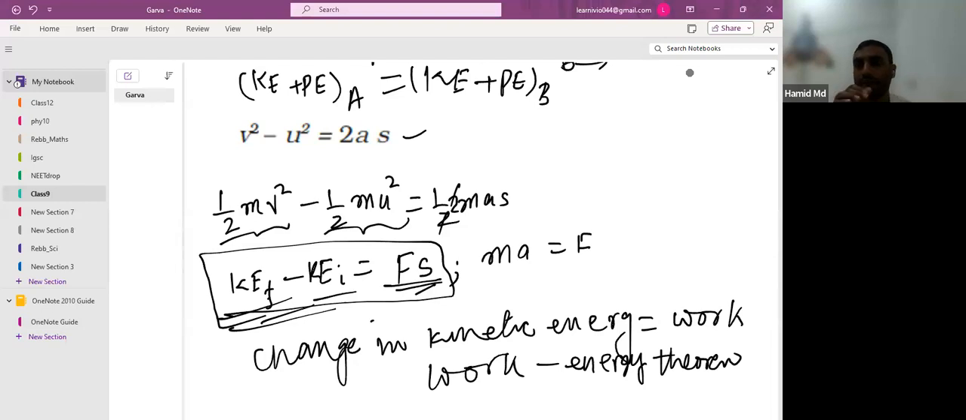Yes, is it clear? Yes. What is the work energy theorem? Rumaza, tell me what is the work energy theorem? Rumaza is sleeping. So Riaz, what is the work energy theorem? Riaz, what is the work energy theorem? Rumaza, are you there? Yes, sir.